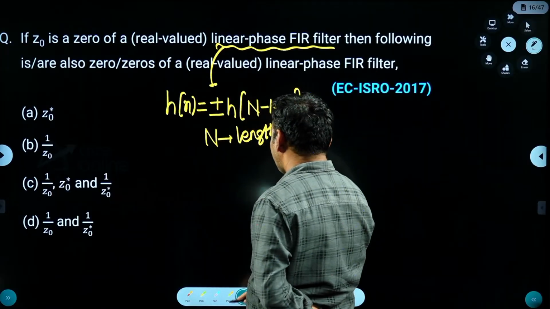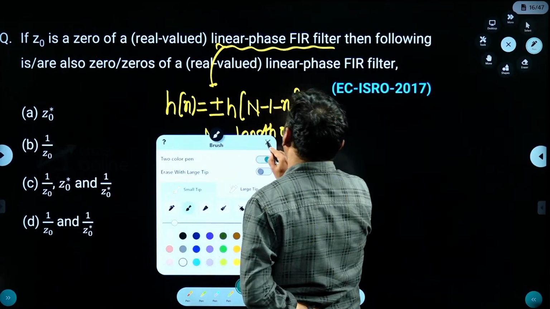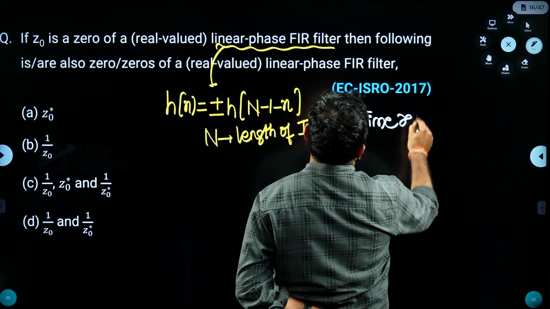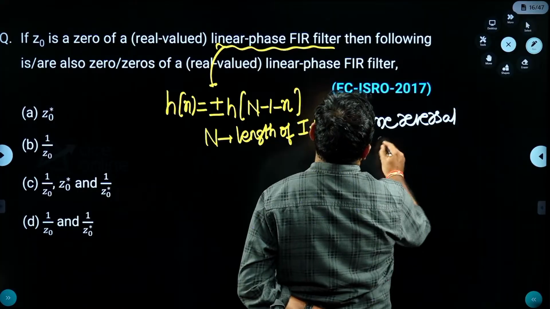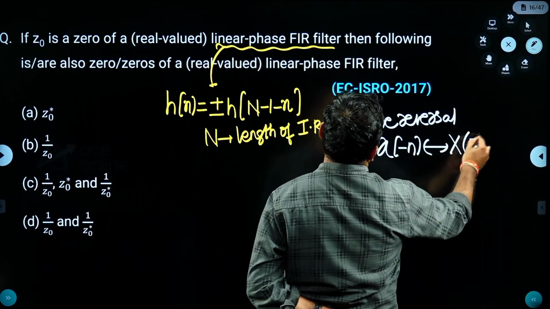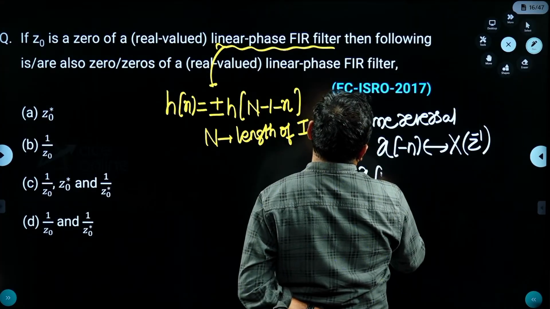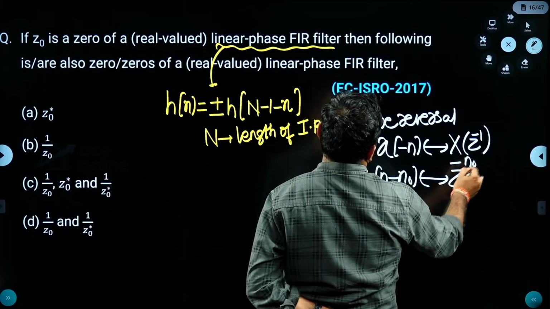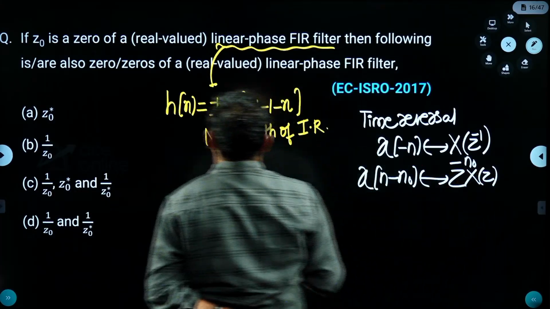Actually, to verify that point, we need two properties. One is the time reversal property of Z transform, that is x of minus n will have Z transform as X of Z inverse. Another property we need is time shifting: x of n minus n naught is Z power minus n naught into X(z).